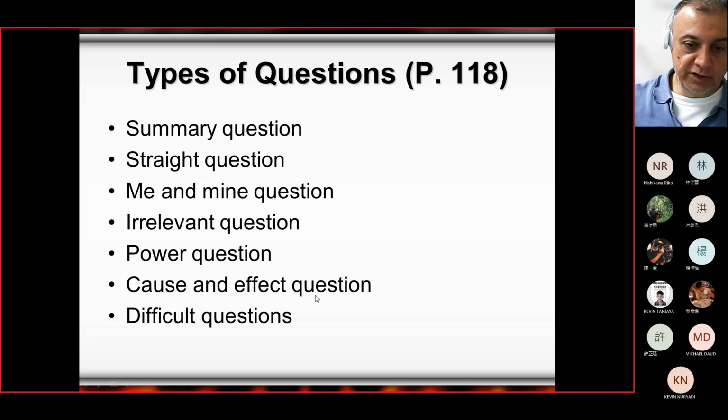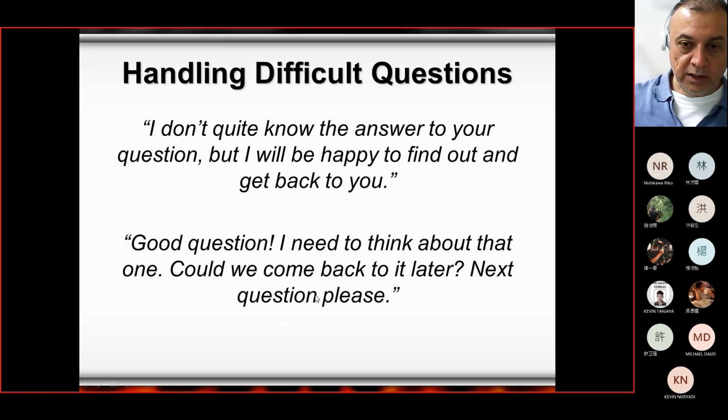It could be a cause and effect question, and a difficult question. So how to handle difficult questions? The other ones you can read in the book, what they are and how to handle them. But the most important one to us is the difficult question. The difficult question is the one that you actually don't know the answer to. So it's a good question and it's a valid question. It's not any of those intentions I mentioned, but you don't know how to answer it. So don't just tell the audience, I don't know. All right. You need to say, I don't know, but give it a little bit of nice decoration.